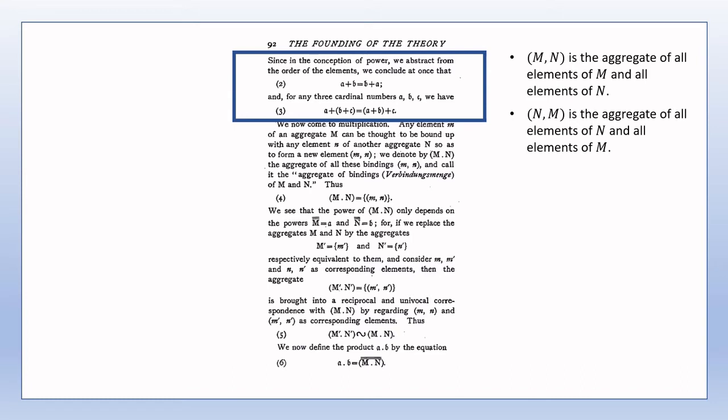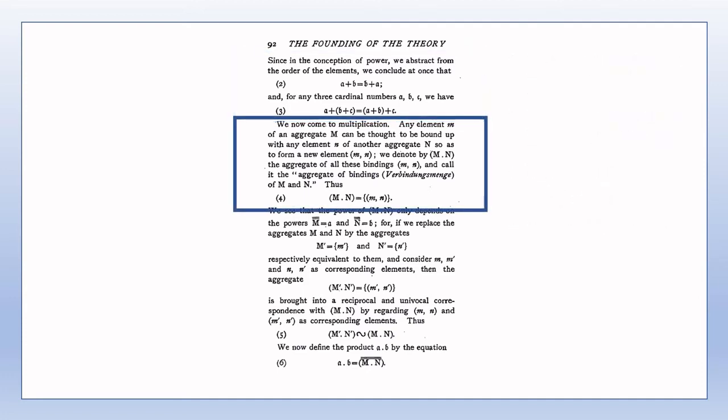So there's an obvious one-to-one correspondence between the two aggregates, since every element of the union aggregate of m and n is also an element of the union aggregate of n and m, and vice versa, which establishes the equivalence of the two aggregates, and hence that their cardinal numbers are equal. Point 3 can be shown in an equally straightforward way. And then we move on to multiplication.